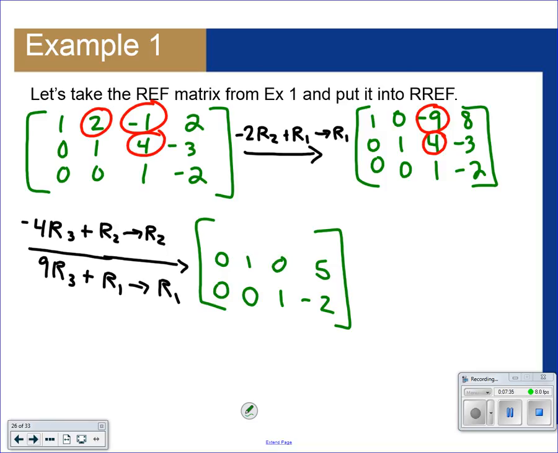Okay, so now I'm going to do 9 times row 3. Again, these are nice because they're both going to be 0. So when you add them, 0 plus 1 is still 1, 0 plus 0 is still 0, and then the next one is what we wanted: 9 plus -9 to get to 0. Then we have to do some arithmetic for the last one. So 9 times row 3, so 9 times -2 is -18, and then -18 plus 8.